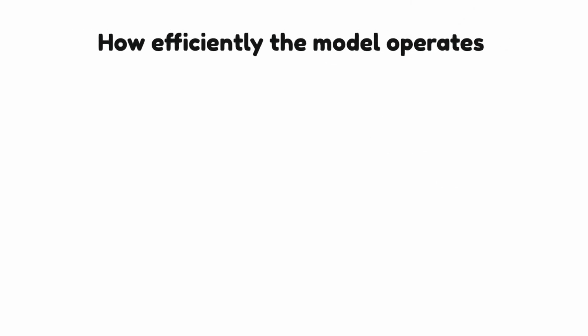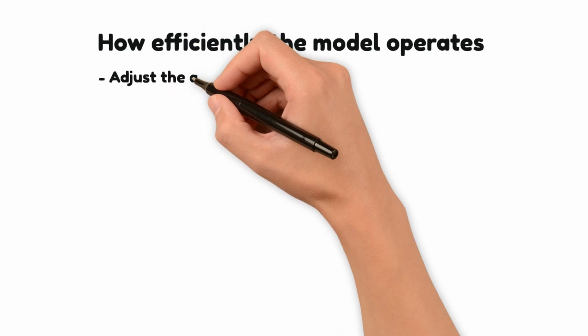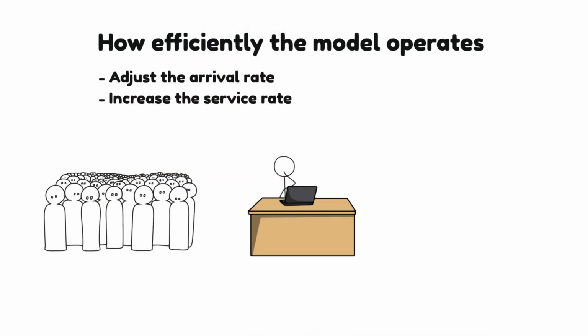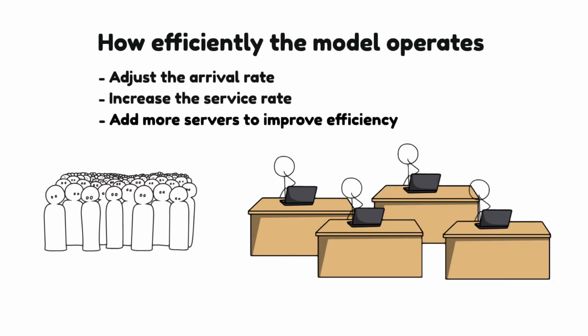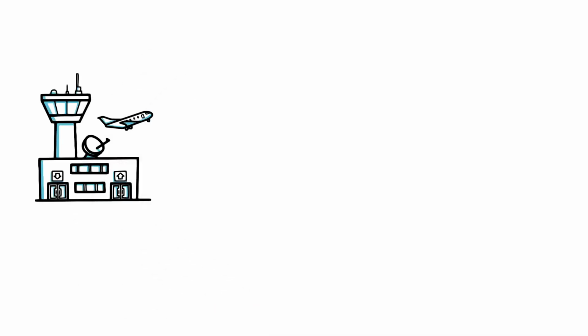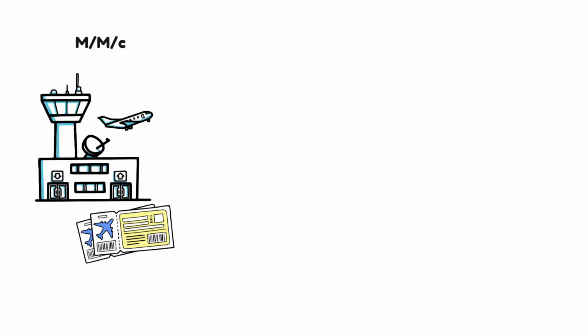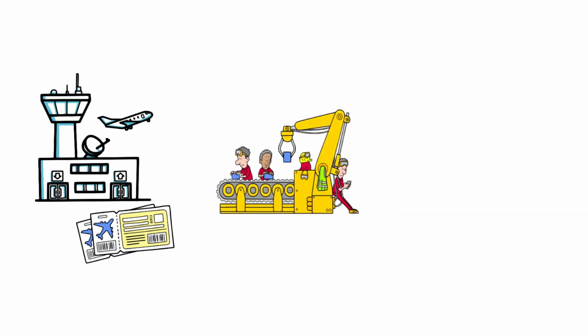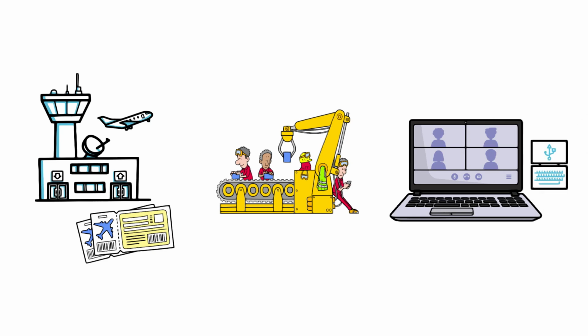The data helps company managers decide whether they need to adjust the arrival rate, increase the service rate, or add more servers to improve efficiency. Queuing models are present in our everyday lives. For example, airports. Security checkpoints and check-in processes are designed using M/M/C models to process passengers as efficiently as possible. Also, in manufacturing, assembly lines rely on queuing models to manage workflow and prevent bottlenecks. Computers. CPU scheduling applies queuing theory to organize tasks with FIFO, first in, first out, being a common approach.